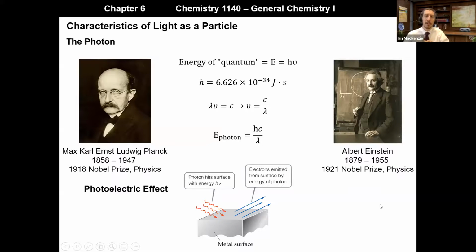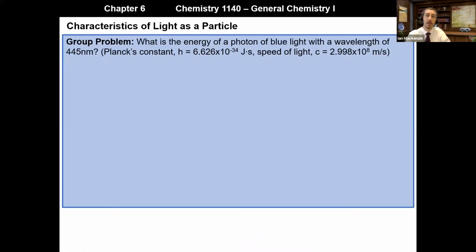So I hope that's helpful in understanding the photoelectric effect, where you can see definitely the energy plays a role and is directly related to the wavelength. And Einstein's equation really explains this. So let's do an example of calculating the energy of a photon of blue light that has a wavelength of 445 nanometers using this equation.